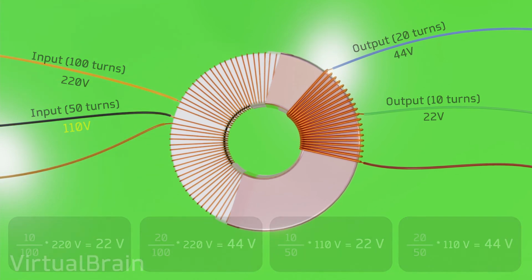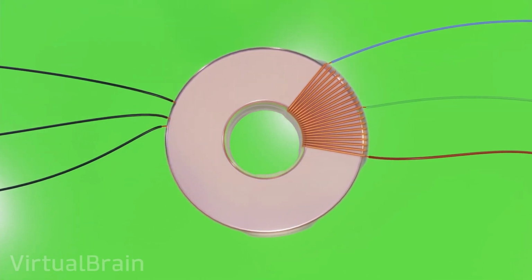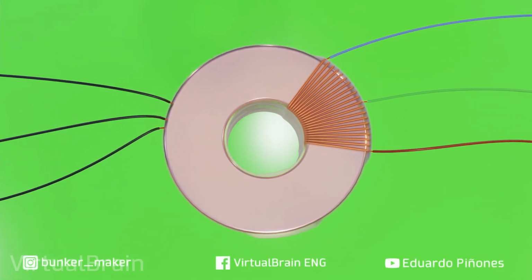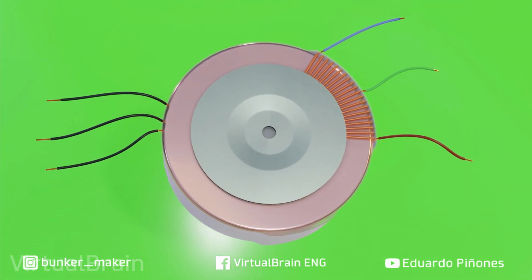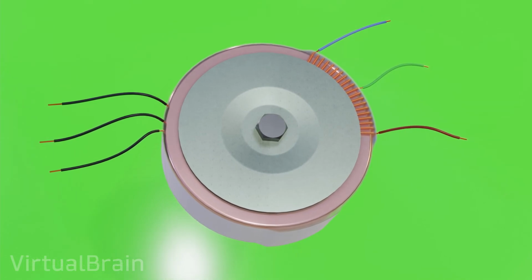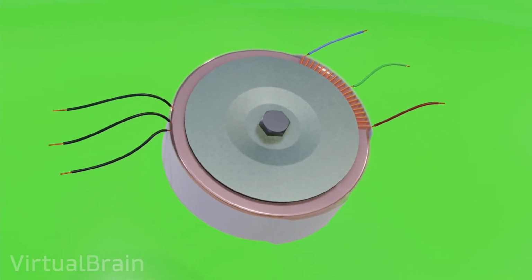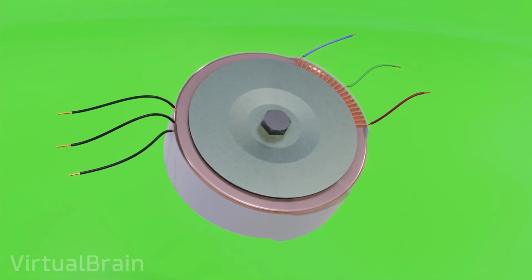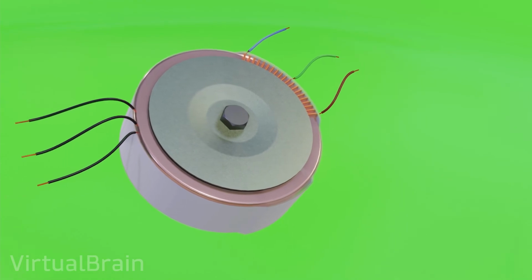We could take this to the extreme and add more sections of the primary coil and the secondary coil, obtaining dozens of possible combinations, but the concept would remain the same. I repeat, this is not something exclusive to toroidal transformers, but it seems important to mention it because many of them use this configuration.